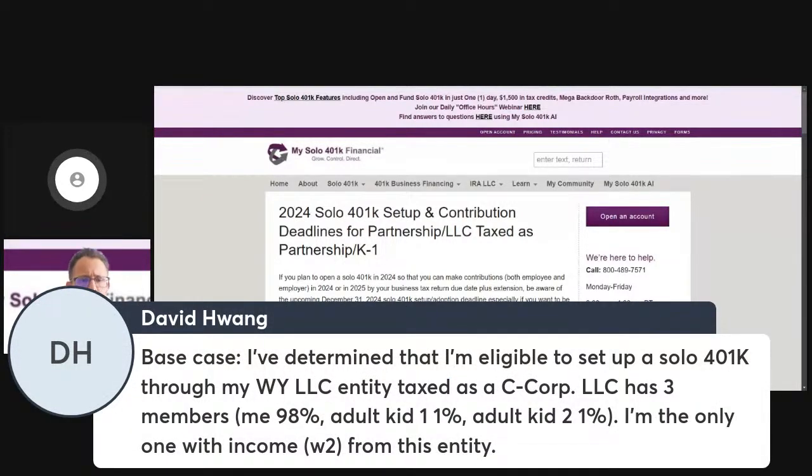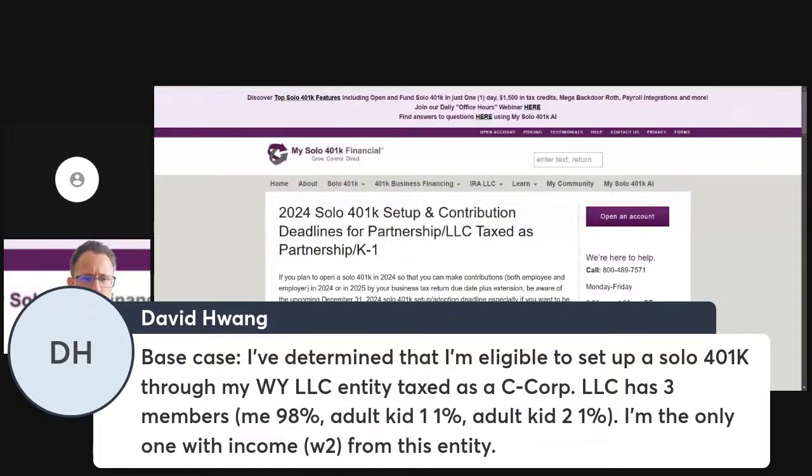I've determined that I'm eligible to set up a solo 401k through my Wyoming LLC entity taxed as a C Corp. The LLC has 3 members. Me, 98%, adult kid one, 1%, adult kid two, 1%. So it looks like both of your adult kids own 2% in total. I'm the only one with income from this entity.